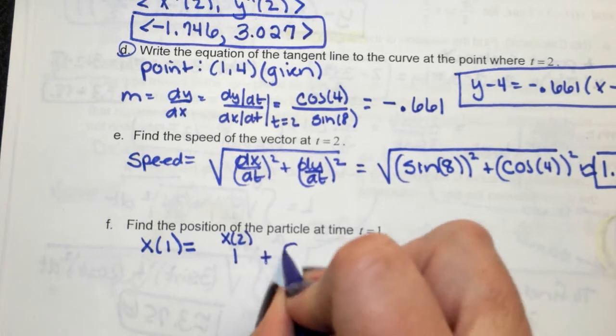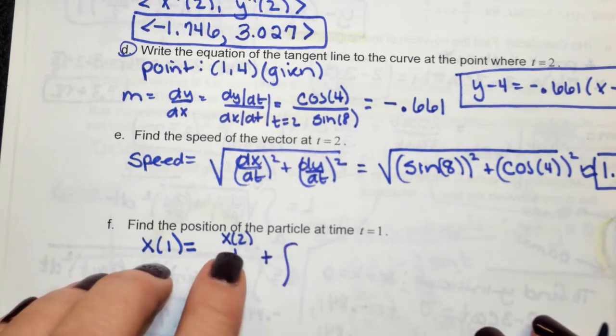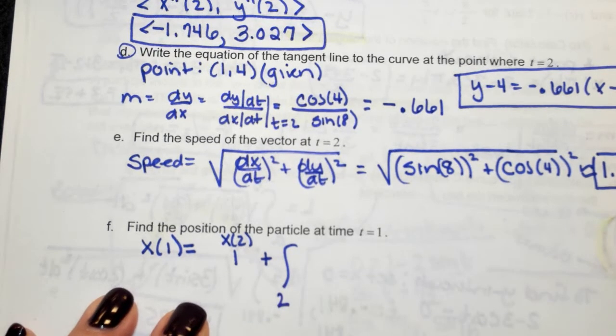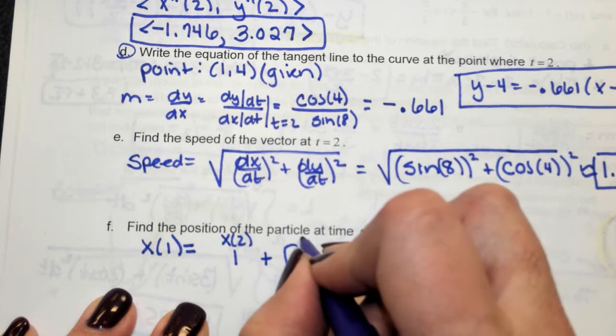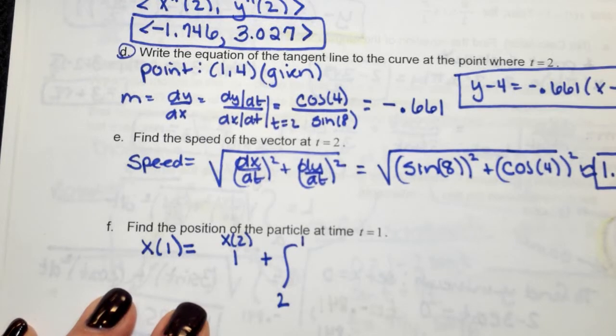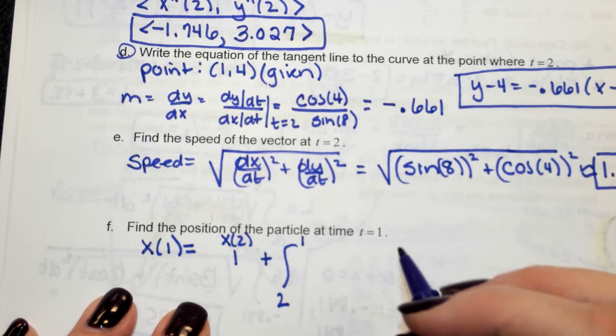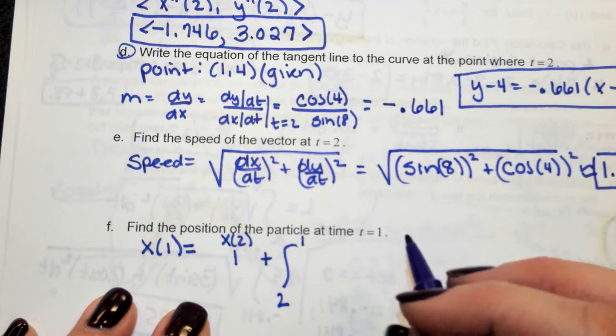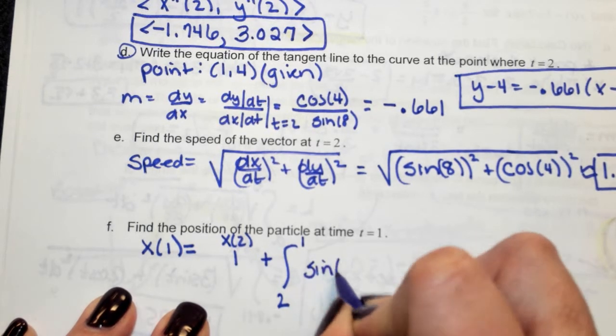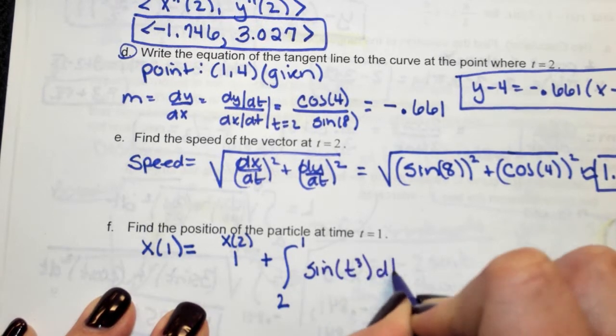Plus. Now remember, my initial condition is starting at time t equals 2. So the lower bound is going to be your 2. And we want to know what the position is at t equals 1, so the upper bound is going to be 1. Now, since this is a calculator question, we can just type it in right as it is. You don't have to worry about negating it and changing your bounds and everything. So then again, what I'm going to have to do is integrate my dx/dt, which is the sine of t to the third dt.